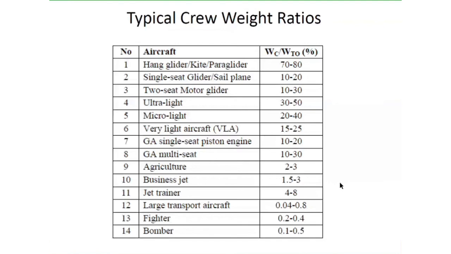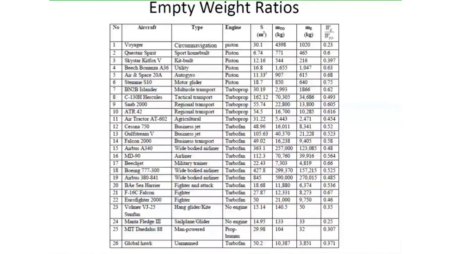Now let's look at the empty weight ratios. I'm sorry, it's not very visible, but anyway you're going to get all the slides after I finish going through them. You can look at them in detail later, but I'll just run through some things. These are empty weight ratios of a host of aircraft, data collected over a period of time by different people. Some of the aircraft you would recognize. ATR 42 is a regional transport aircraft, the one that flies between Bangalore and Chennai.